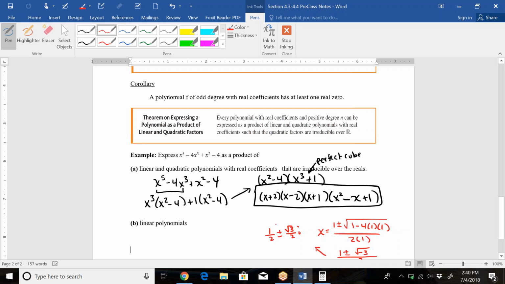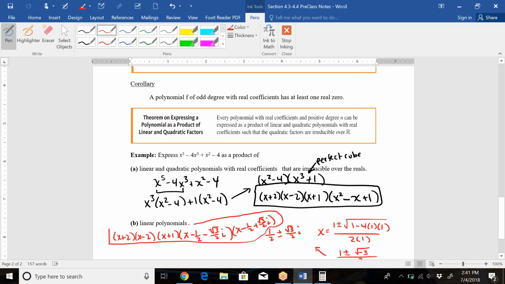So when we go to write our factors, we'd still have our x plus 2, our x minus 2, we'd have our x plus 1, we'd have x minus 1/2 minus square root of 3 over 2 i, and we'd also have x minus 1/2 plus square root of 3 over 2 i. That's where, remember, we change the signs of these as we write them with the x. Some people don't like it this way. I've seen a variation. I'm okay with this. This is fine with me.